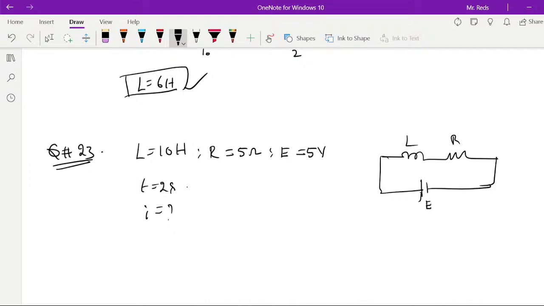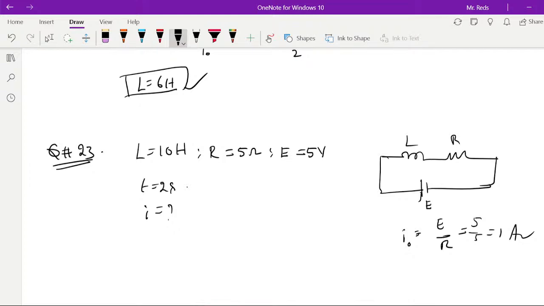The maximum value of I can be taken as I naught is equal to E by R, from Ohm's law, E equals IR. E is 5 and R is also 5, so 5 by 5 is equal to 1 ampere. 1 ampere is the I naught value. Now we are supposed to find the instantaneous current I after t seconds in the circuit.